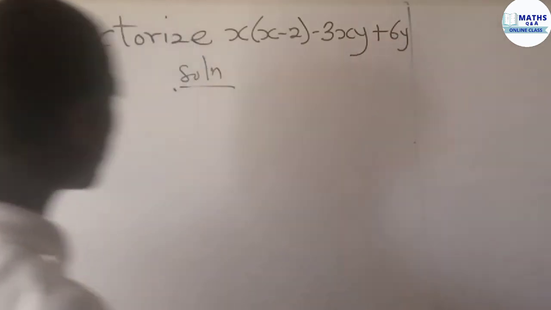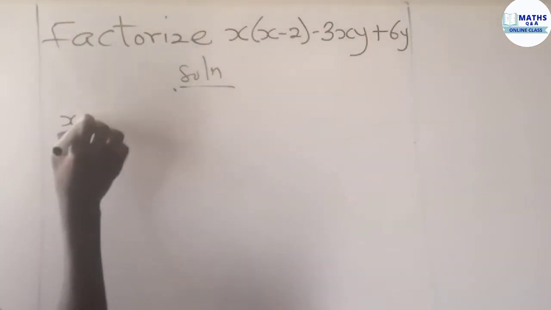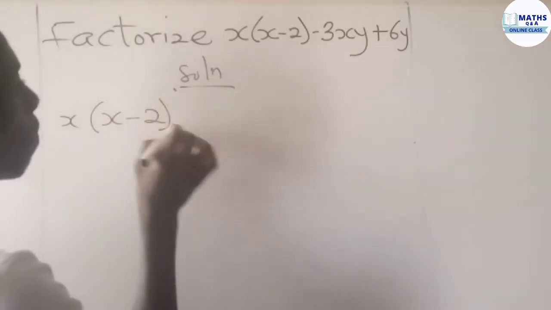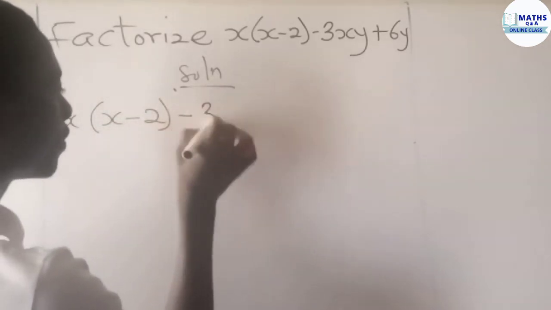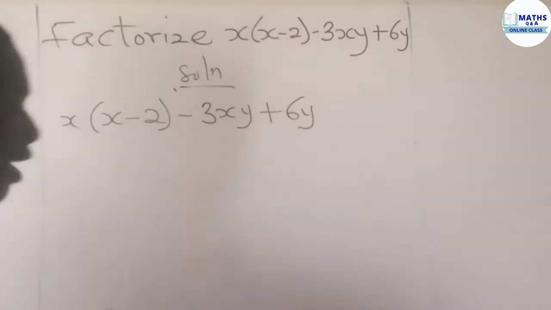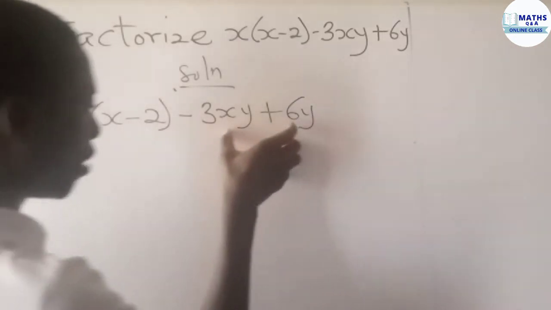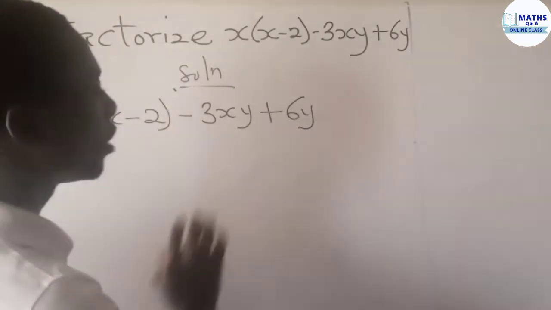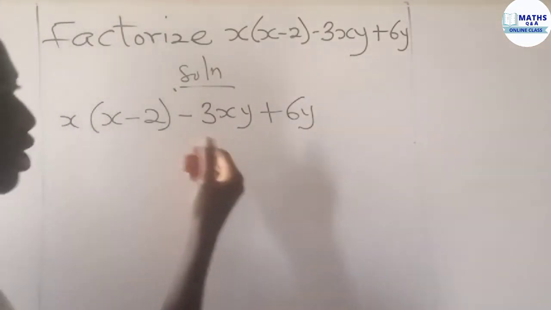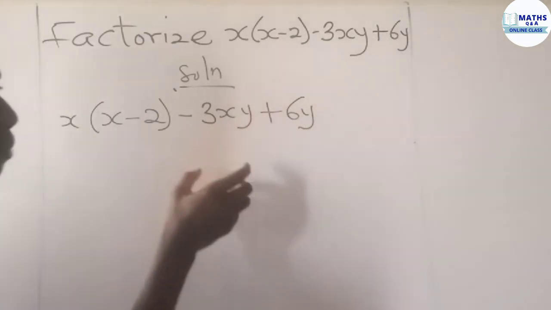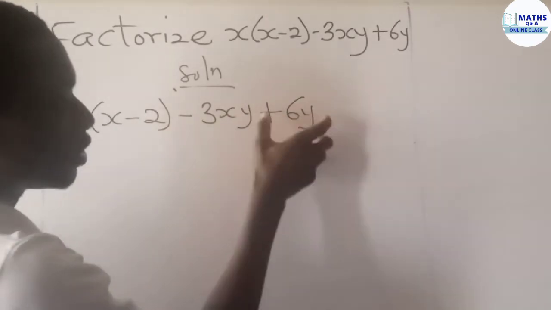So let's write that and do it. We have x multiplying x minus 2 and then minus 3xy plus 6y. As I said, this one has already been factorized for you, so our main focus is on these two terms. Over here, you find a number which can divide each of the terms, or a number which is common to each of the terms here.